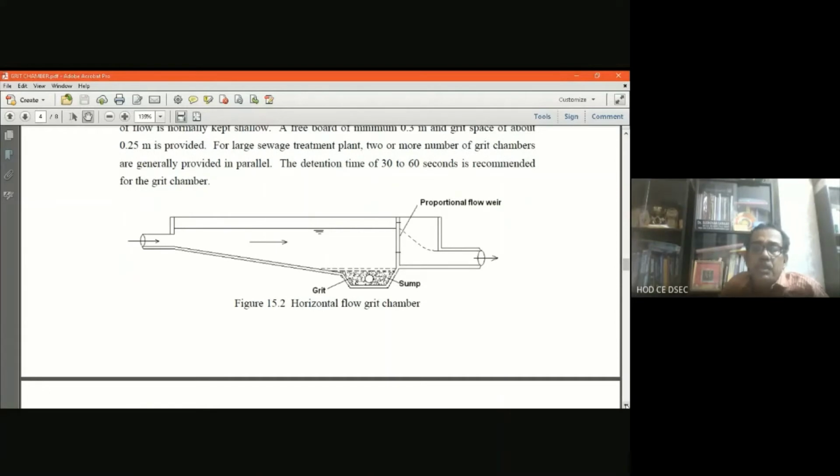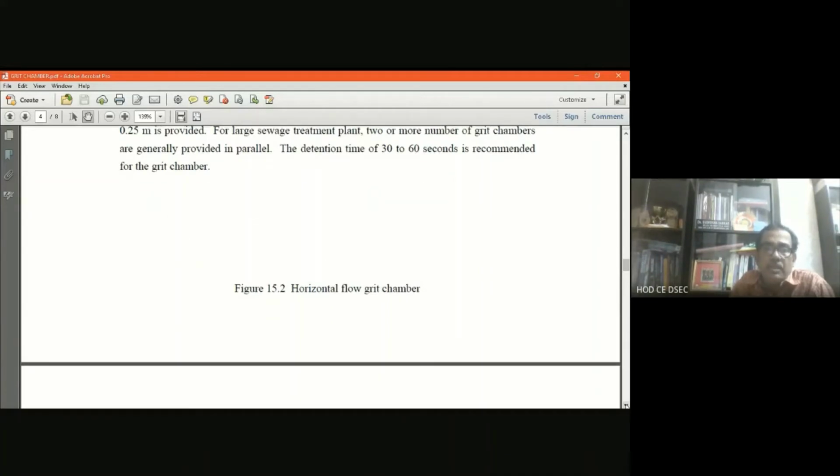You see the proportional weir in the outlet portion, which is there for maintaining constant flow velocity, because there may be flow variation. If the flow is less, then obviously the organic particles also settle, and if the flow is more, then scouring will take place. So we won't allow the velocity of flow to vary. We have to maintain a constant velocity here. For that purpose, a proportional weir arrangement is provided in the cross section at the outlet, downstream portion.